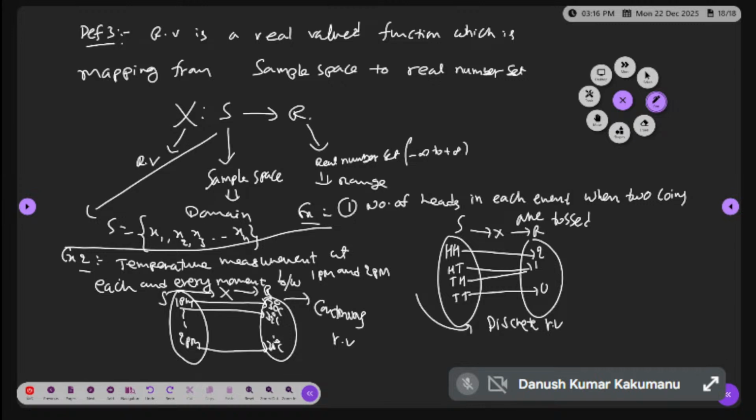Everybody understanding? On what basis are we dividing into discrete and continuous? Depending on the number of sample points in the sample space. If the sample space has finite sample points, it is discrete. If the sample space has an infinite number of sample points, it is continuous. This is clear to all of you? Understood? Note down. We will write the definition in detail. All of you understood? Discrete definition is clear. Write on your own: what is the discrete random variable?